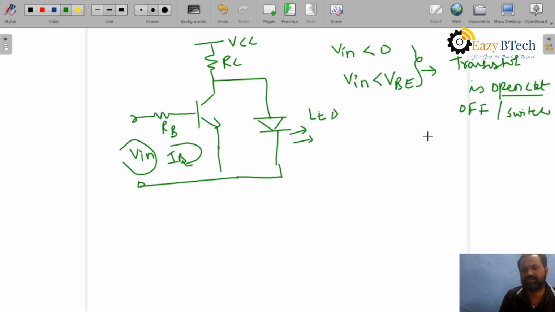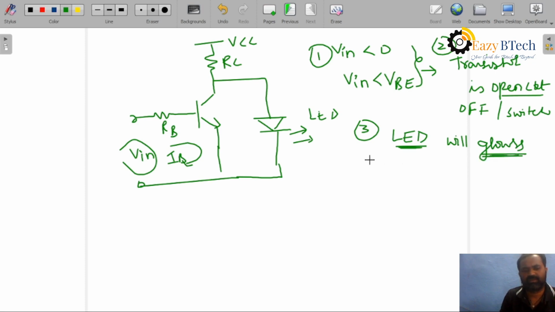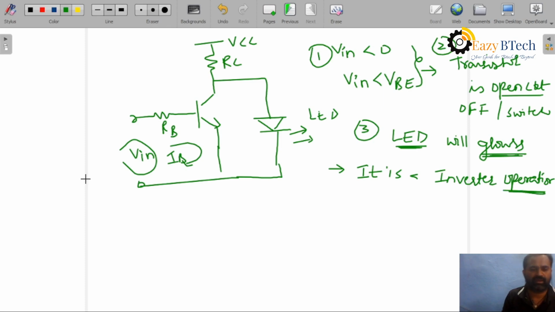When it is off switch, the second LED will glow, that is, it is an inverter operation.